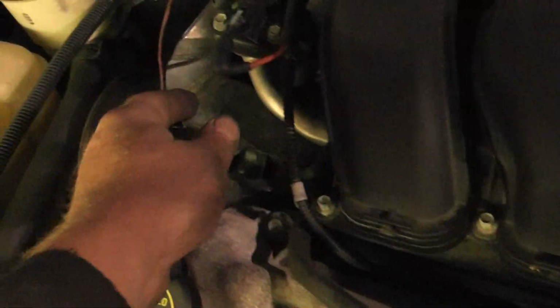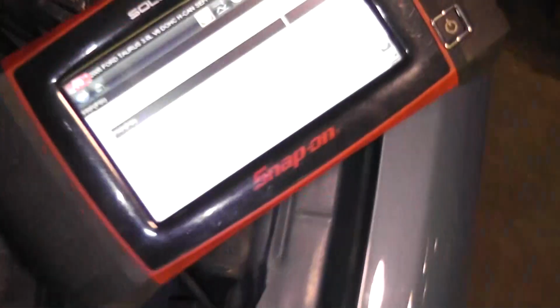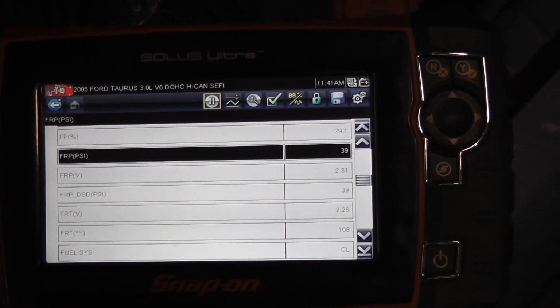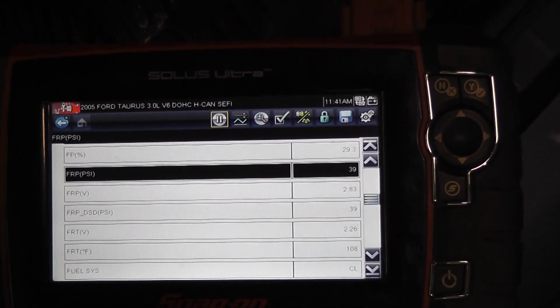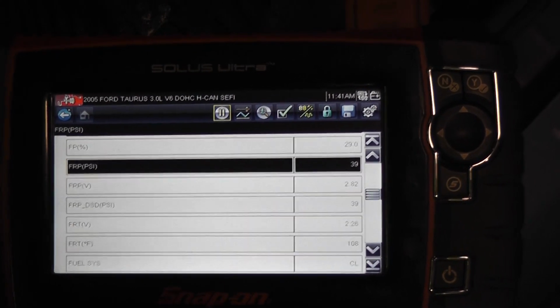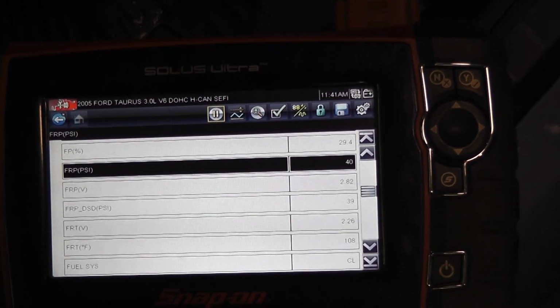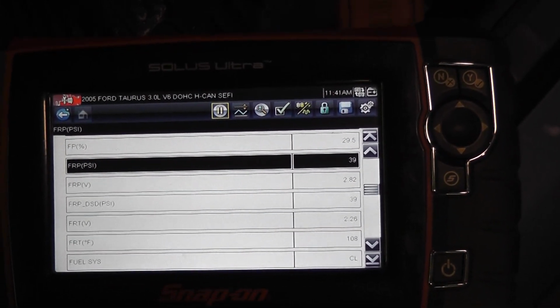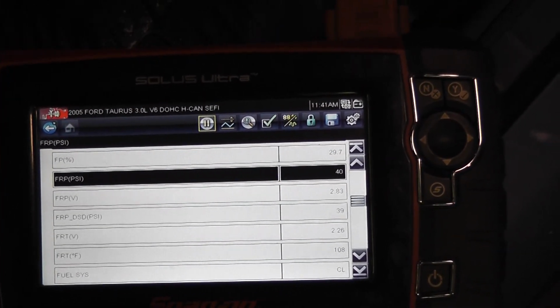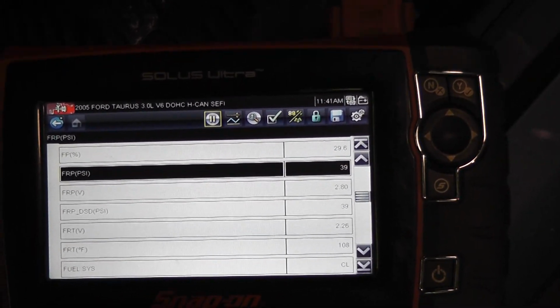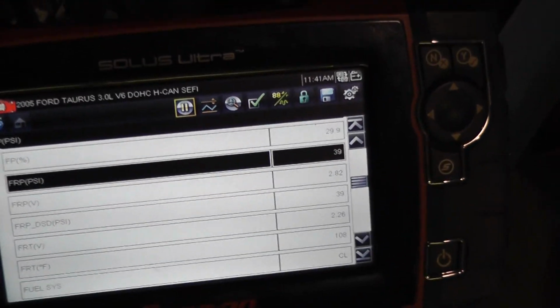So if I create this vacuum leak, it actually drops the pressure for a second, and then the computer tries to compensate for that, and my fuel pump duty cycle percentage goes up to 29%, and it's still maintaining the fuel rail pressure around the 39-40, which is what it wants. And you can see my voltage went up a couple hundredths, nothing major.